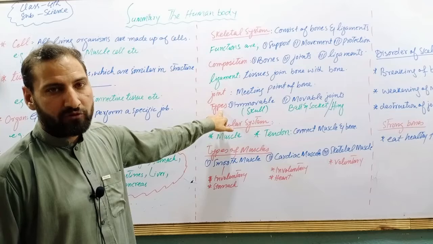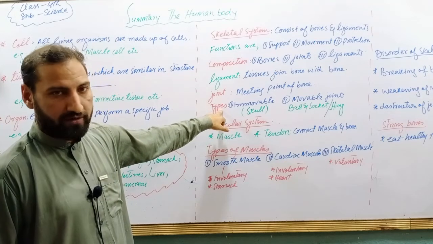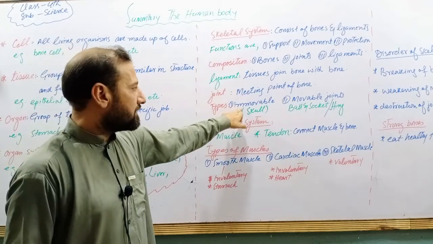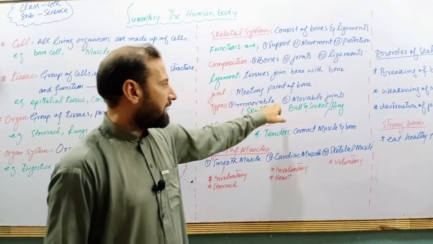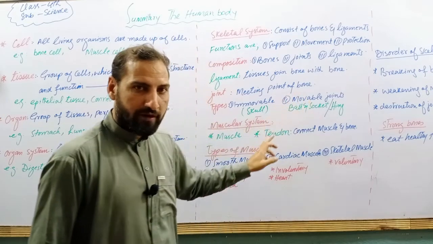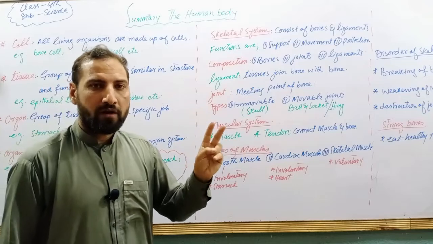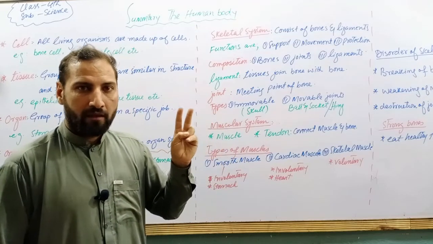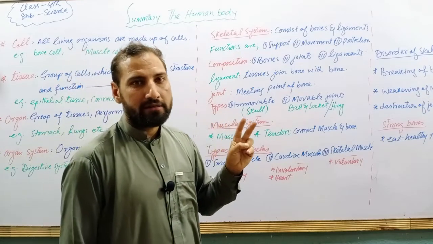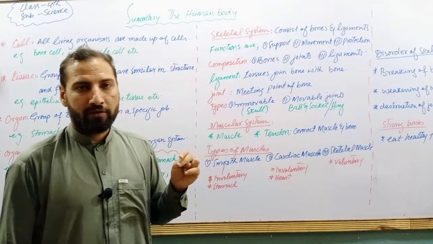Joints. The types of joints. There are basically two types of joints: the immovable joint and the movable joints. How many types of joints do we have? We have two kinds of joints in our body, the immovable joints and the movable joints. Now, what is an immovable joint?